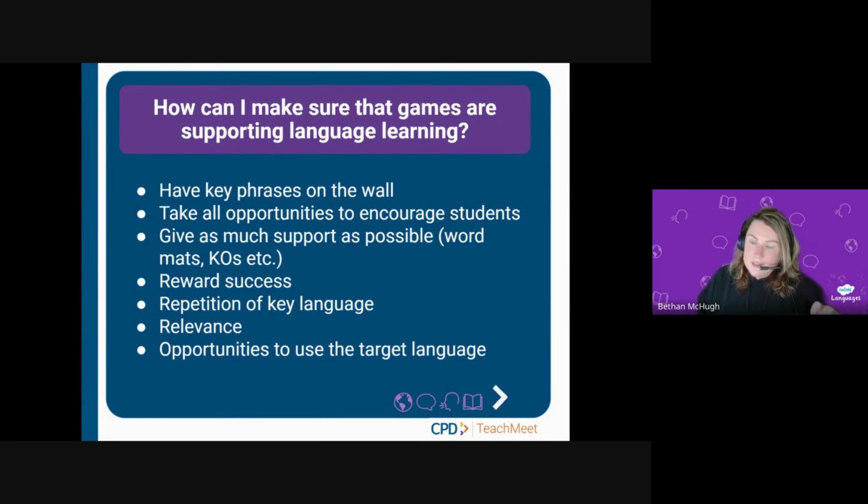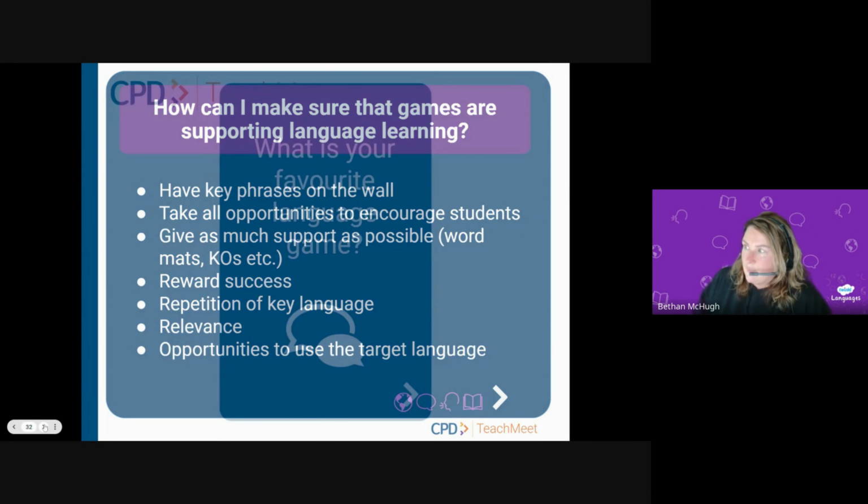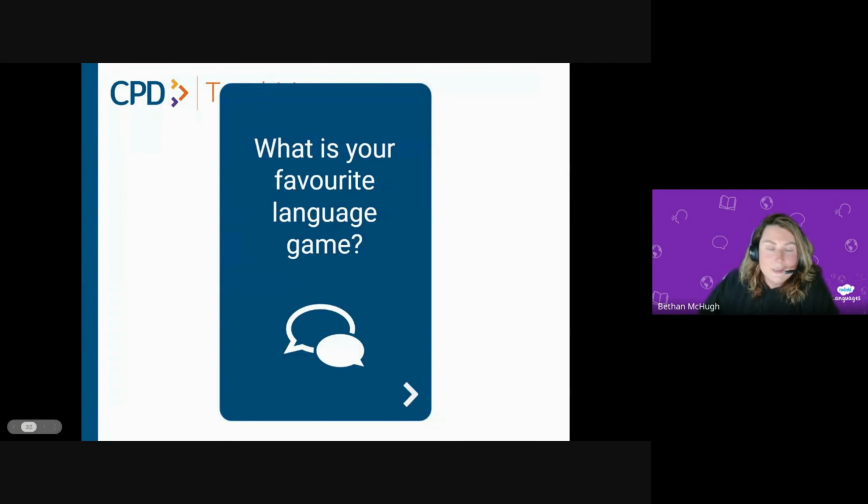Make sure the games are relevant. As I said, they can be outside of the content context, but it's useful for them to be within the sphere. But most importantly, there need to be opportunities to use the target language, whether that's reading it, listening to it, writing it, or speaking it. Games should be somehow using the target language. That's really important. So again, we looked at starters and plenaries. Please keep sharing in the chat if you've got some favourite games. I'm going to go on with some ideas now, but if you've got some ideas for games, do share them in the chat. They're great for us to see.